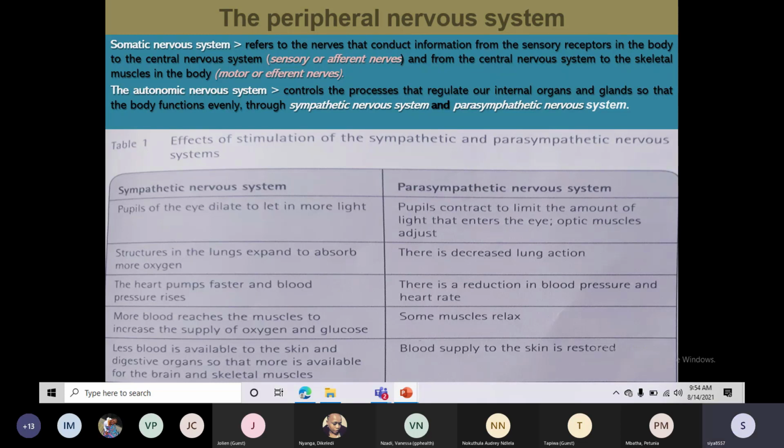Under sympathetic, the structure of the lungs expands to absorb more oxygen, whereas parasympathetic decreases the lungs. Lungs are more relaxed. Heart rate is higher, faster, and blood pressure rises. Whereas on my right hand side, under parasympathetic, blood pressure and heart rate are reduced. Under sympathetic, more blood reaches the muscles to increase the supply of oxygen, whereas here the muscles relax because nothing is happening. Less blood is available to the skin and digestive organs, so that more is available for the brain and the muscles. Blood supply to the skin is restored in this case.